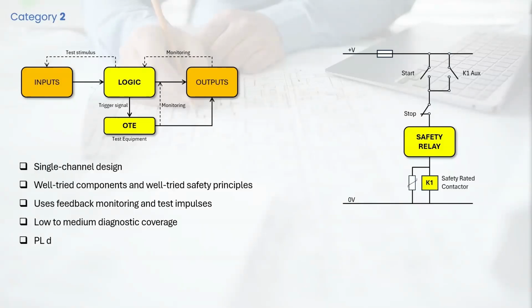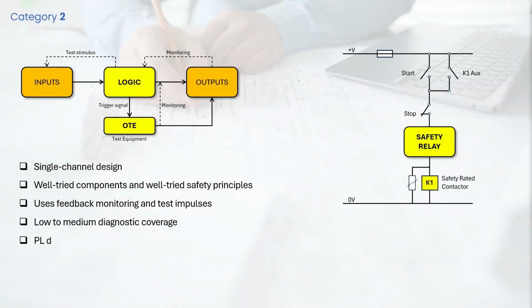This helps the logic device detect failures on the output devices and provides some diagnostic coverage by detecting dangerous failures and reacting to them, typically by disabling its outputs and putting the system in a safe state. These test signals must occur at frequency appropriate to the risk, typically at machine startup or periodically during operation. ISO 13849 stipulates that the ratio of test frequency to demand frequency must be greater than or equal to 100 to maintain the integrity of the category.